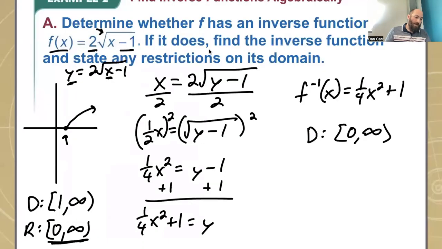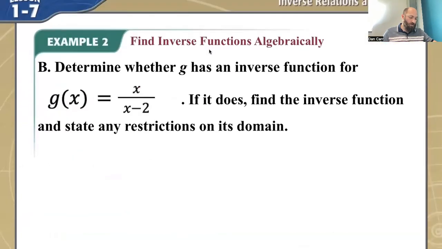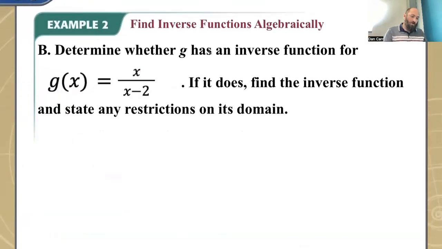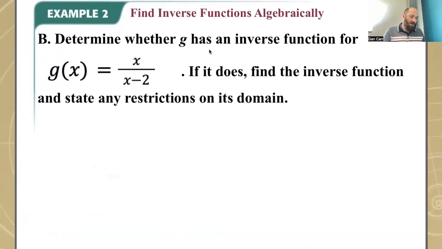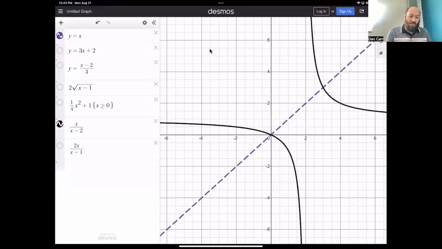Okay, all right, let's do one more example, I believe. Determine whether g has an inverse function for g of x equals x over x minus 2. If it does, find the inverse and state any restrictions. I'm going to just go ahead and go to Desmos this time.